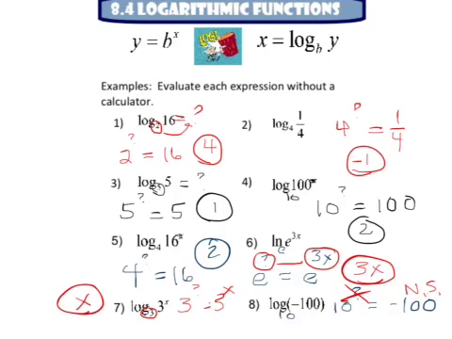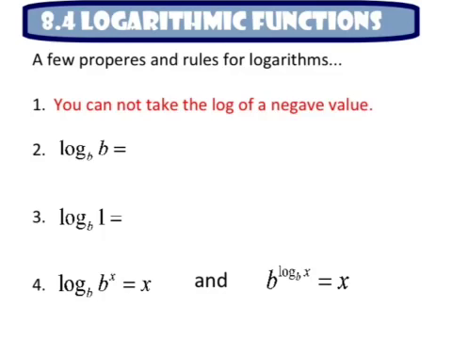And this brings us to a couple of properties for logarithms. The first rule or property is that you cannot take the log of a negative value, and you'll have to excuse this typo. You cannot take the log of a negative value. That has to do with the domain, and that'll be discussed in the next lesson with graphing.